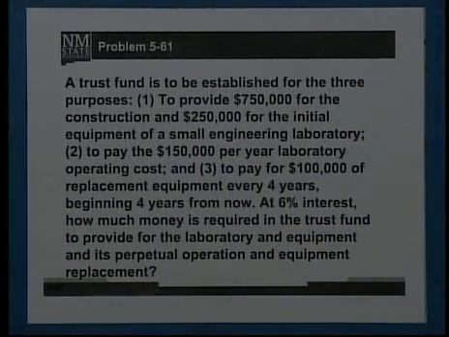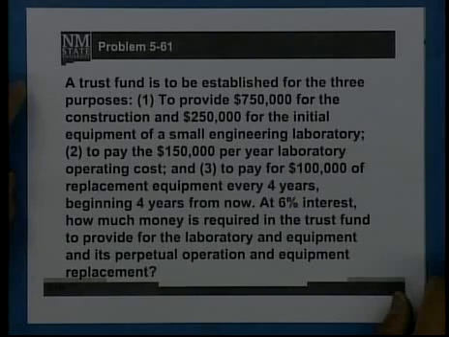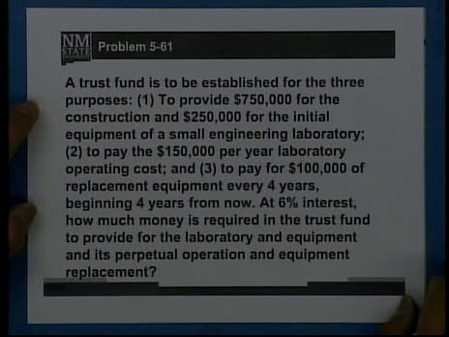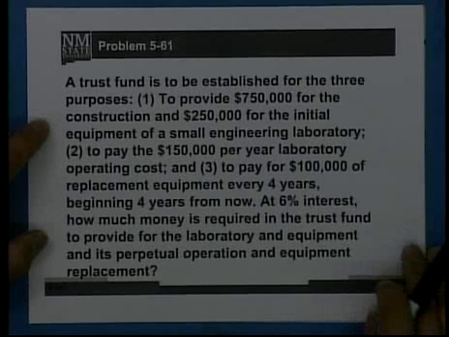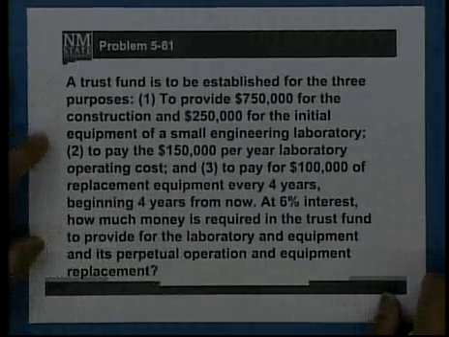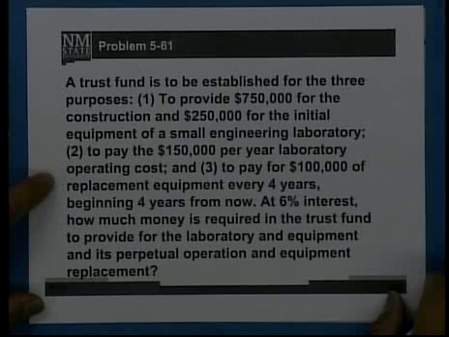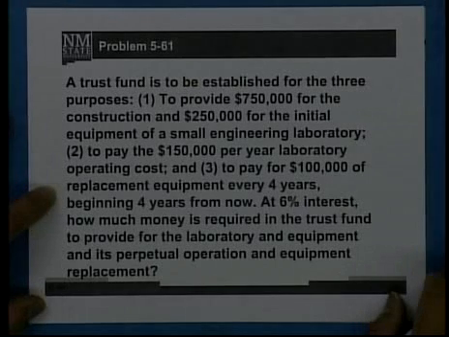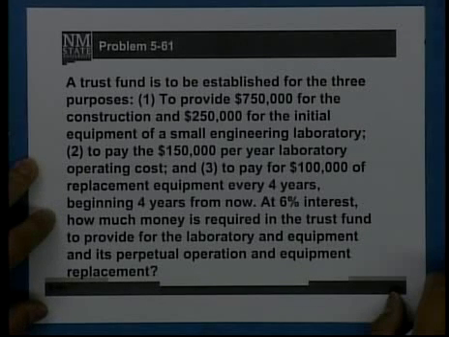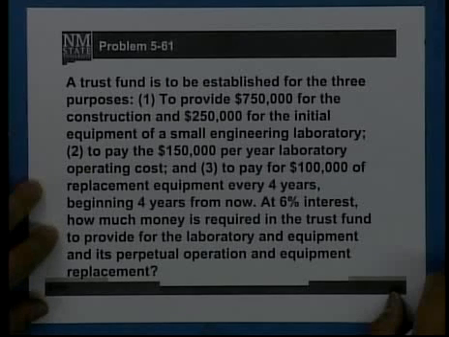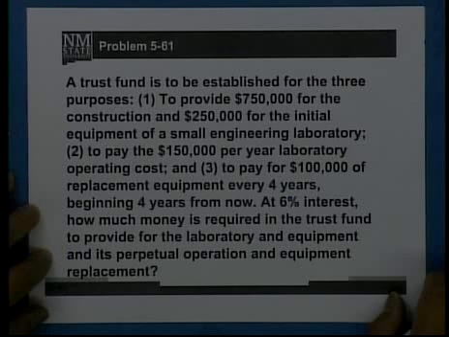Okay, so this is the next problem that we are going to solve. Problem number 5-61. A trust fund is to be established for three purposes. One, to provide $750,000 for the construction and $250,000 for the initial equipment of a small engineering laboratory. And two, to pay the $150,000 per year laboratory operating cost. And three, to pay for $100,000 of replacement equipment every 4 years, beginning 4 years from now. At 6% interest, how much money is required in the trust fund to provide for the laboratory and equipment and its perpetual operation and equipment replacement?